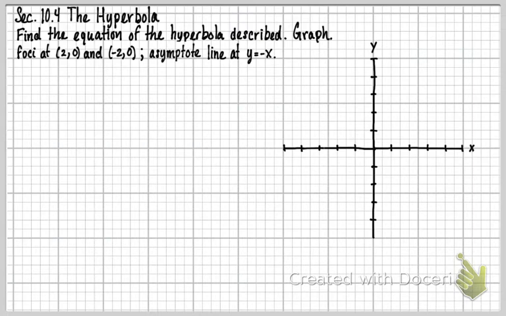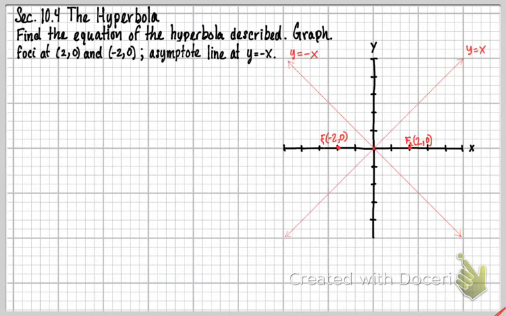So (2, 0) is going to put me here. And then we also have (-2, 0), which is here. And then we have an asymptote at y equals negative x. So there goes our line. And since y equals negative x is one of our asymptotes, we also know that y equals x is, because remember, it was negative b over a and positive b over a. So that's also going to be one of our asymptotes. I'm going to graph that one now.